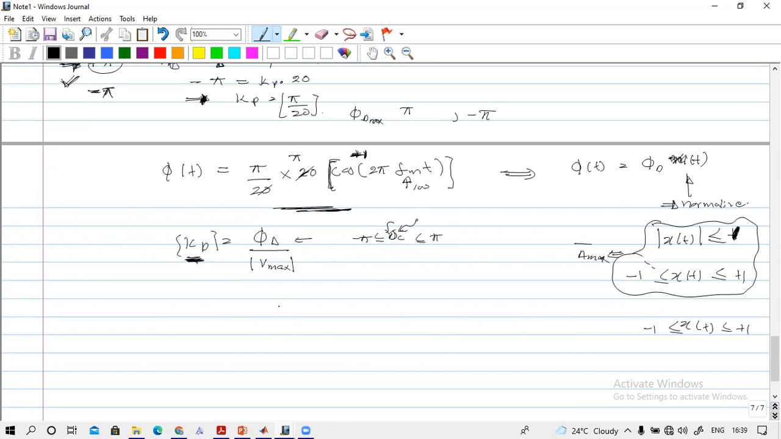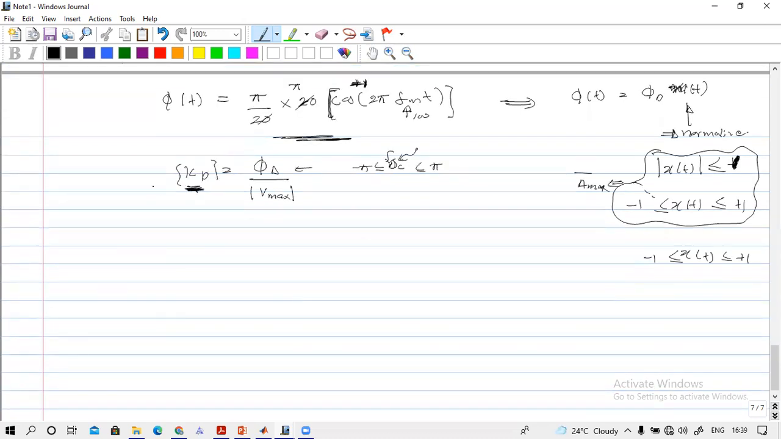Can you understand it? If you didn't understand, try to understand, and if you have a problem, you can ask me. When we are using this Kp, we can directly use phi(t) as Kp m(t), but this is not the normalized one. If we use phi(t) as phi delta m(t), then this is the normalized one. That means we have to divide the signal by the maximum amplitude, so we will get this kind of normalized frequency here.